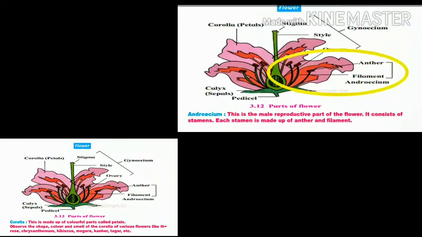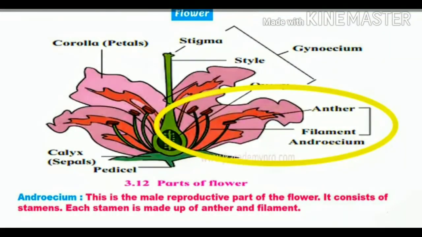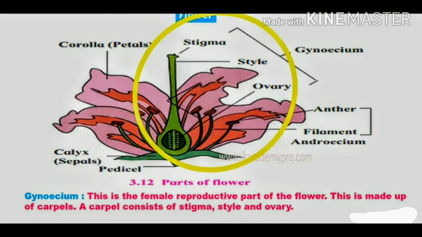Now, androecium. This is the male reproductive part of the flower. It consists of stamens and each stamen is made up of anther and filament. Now, gynoecium. Gynoecium is the female reproductive part of the flower. This is made up of carpels. A carpel consists of stigma, style and ovary.